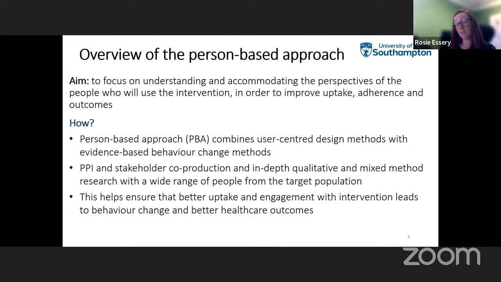And we try to do this in two key ways. Firstly, through ongoing PPI, so patient public involvement, and other key stakeholder co-production throughout the development process. And wherever possible, we also try to include very inductive, open-ended, qualitative or mixed methods research with a range of our target users to really try to elicit what the important and salient points are for the people you're developing your intervention for.